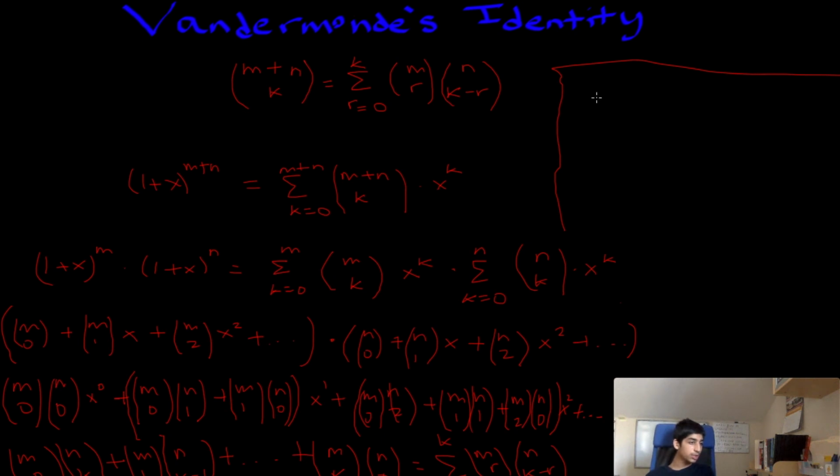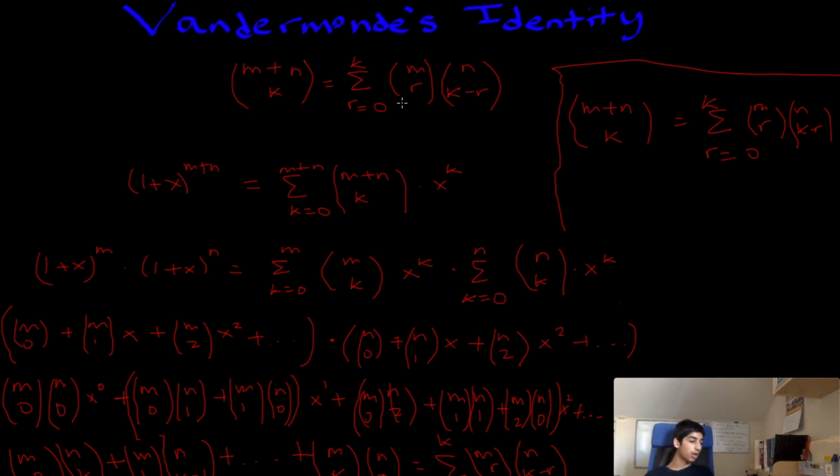So we can set these equal, so we would have m plus n choose k, and that's equal to the quantity we got here, which is equal to the summation from r equals 0 to k of m choose r times n choose k minus r. Alright, and look at this.